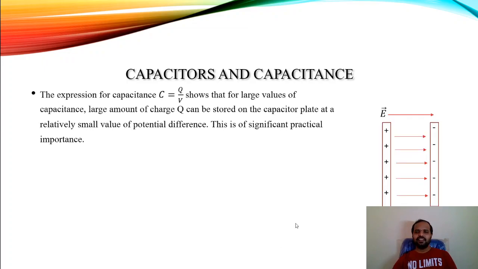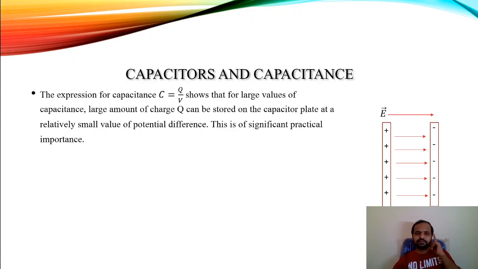Now let us see how the capacitor actually works. Since the capacitor has two plates, here we are going to talk about a parallel plate capacitor. Usually we talk about parallel plate capacitors to understand better. In this case, one plate is positively charged, the other plate is negatively charged. So the electric field will be in the direction from the positive plate towards the negative plate. Now the capacitance of this capacitor can be taken as C equals Q by V.